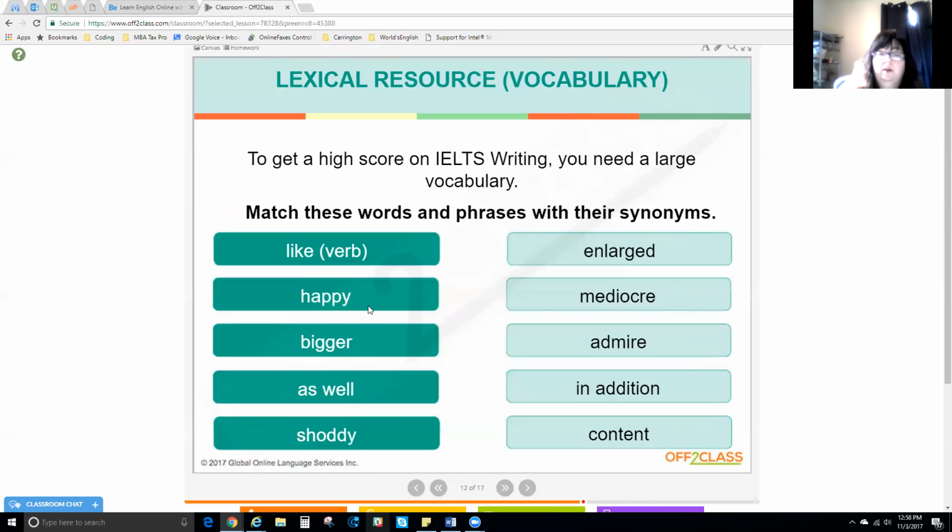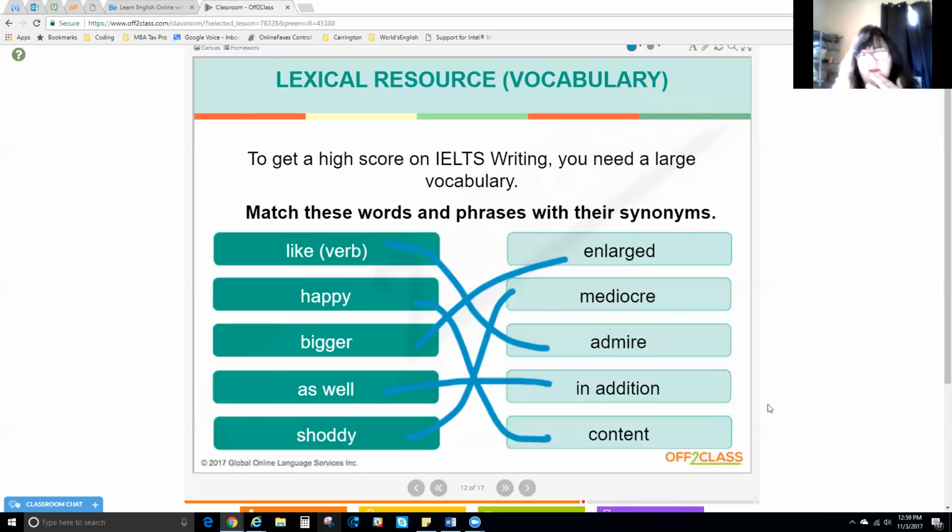Okay, so our task here is to match these words and phrases with their synonyms. You could do this. Let's see, I guess I can run through this. Go ahead and take a look at it and see what you think the answers are. You can pause the video if you like, and then I will go ahead and put the answers in. Okay, and there you have it.